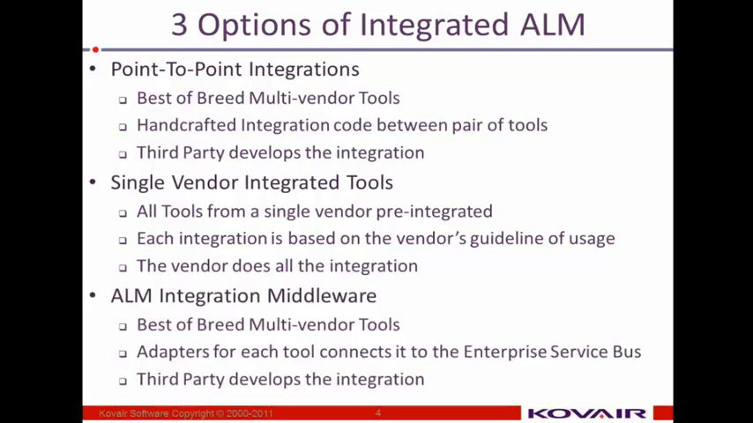The third option is the ALM integration middleware or integration platform, and Cohere Omnibus is actually one of those options. So here also it supports best-of-the-breed multi-vendor tools. That means whatever tools you choose to use, whether you own them today or you acquire them in future, they can be supported by this ALM integration middleware. Moreover, it is actually better than point-to-point because you just need one adapter per tool connected to an enterprise service bus. And by doing that, the complexity is much less than point-to-point.